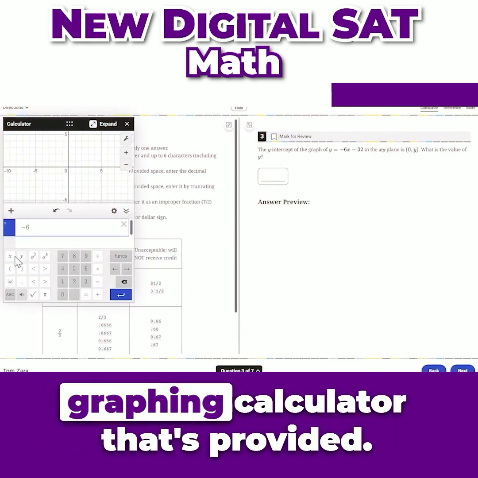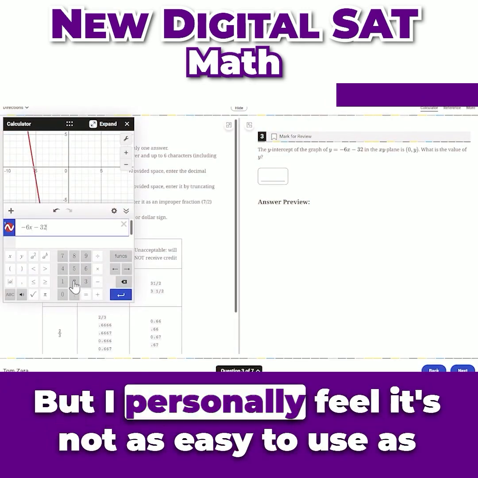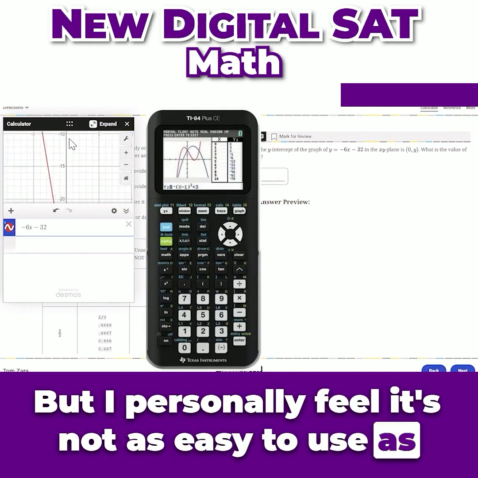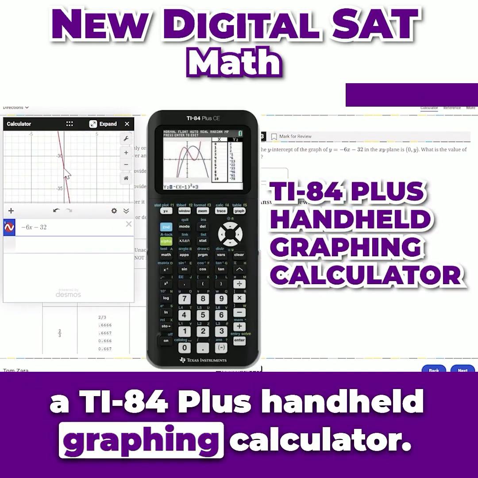You can also use the Desmos graphing calculator that's provided, but I personally feel it's not as easy to use as a TI-84 Plus handheld graphing calculator.